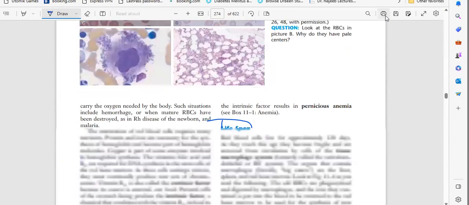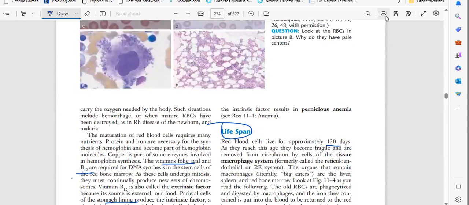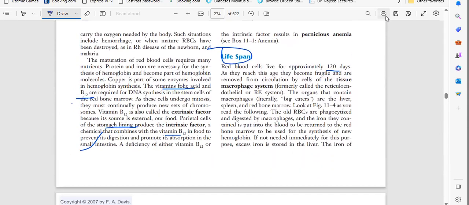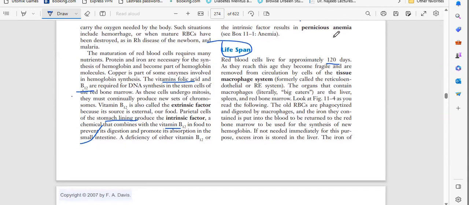Another thing you have to remember is that folic acid and vitamin B12 are very, very important for the maturation of RBC. Other than that, from the stomach, we have cells which help in the absorption and digestion of vitamin B12. If vitamin B12 or folic acid is decreased, what will happen? We have pernicious anemia. Lifespan, we will talk about from tomorrow. Okay, and I will continue the lecture. Pernicious anemia. If anyone has questions, you can ask.